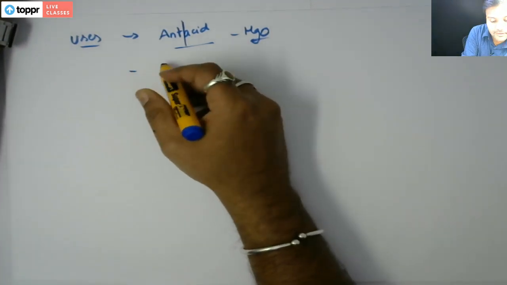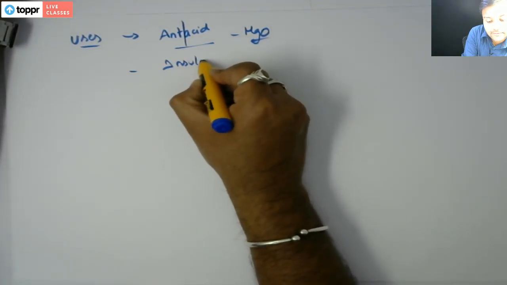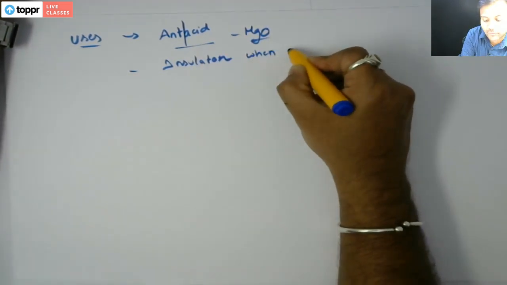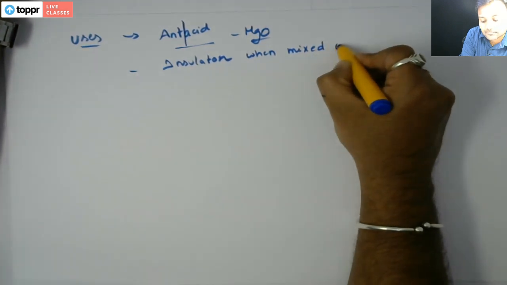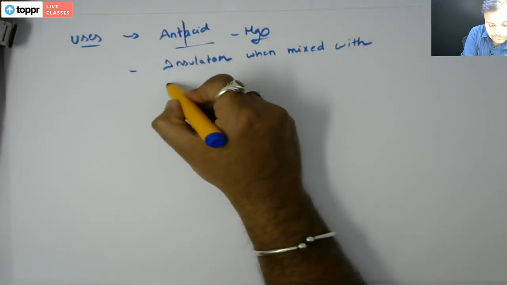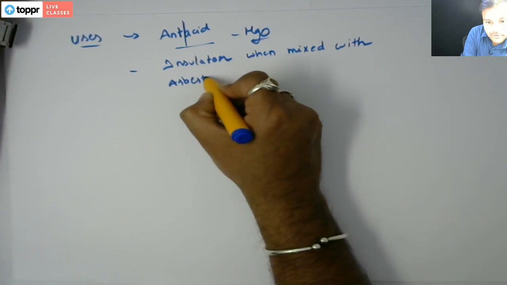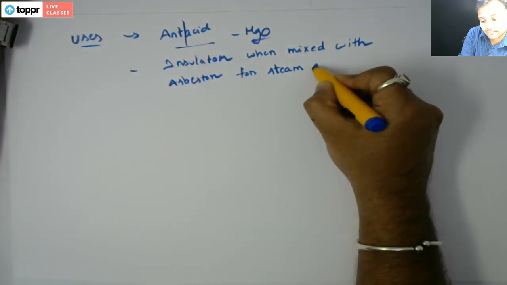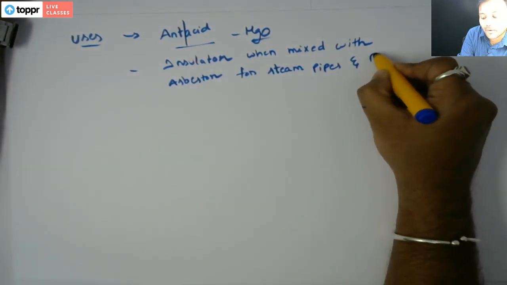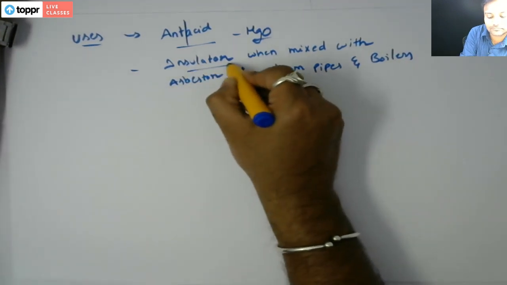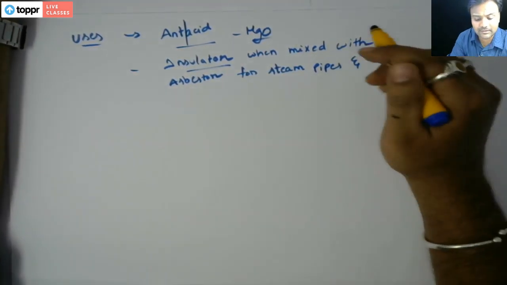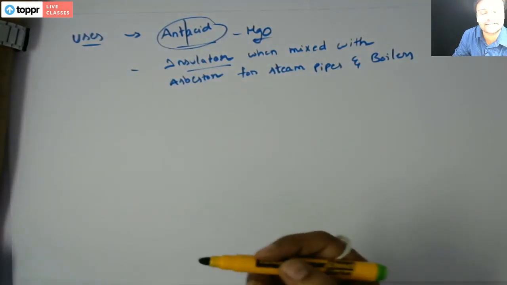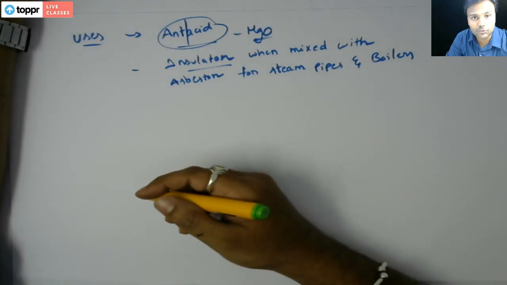Apart from that, it can be used as an insulator, basically when it is mixed with asbestos for steam pipes and boilers. These are the main uses, but the ultimate use where magnesium oxide is still in use is as an antacid.